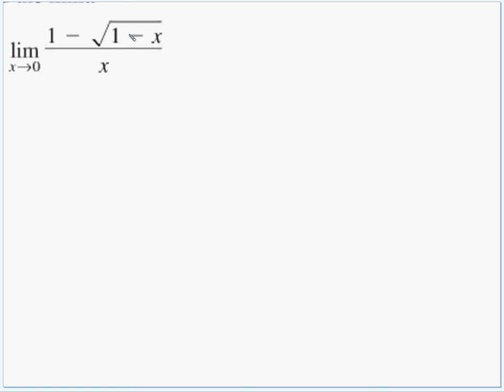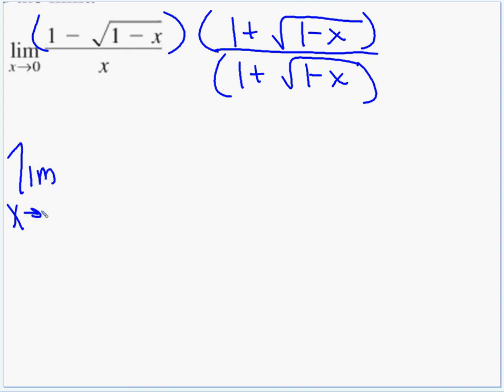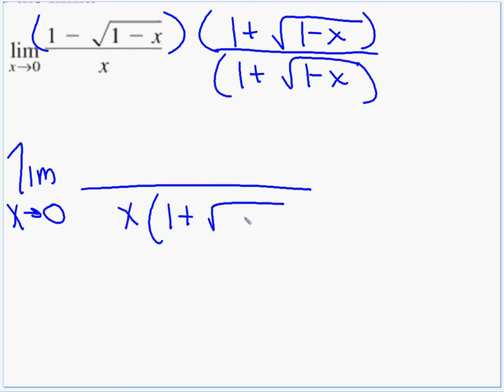So direct sub goes in. This turns into a 0. 1 minus the root of 1 is 0. Denominator directly becomes a 0, indeterminate form. So we are going to multiply by a conjugate, 1 plus the same radical. We'll keep the limit notation. We're approaching 0. Denominator is x times the conjugate. Do not distribute.